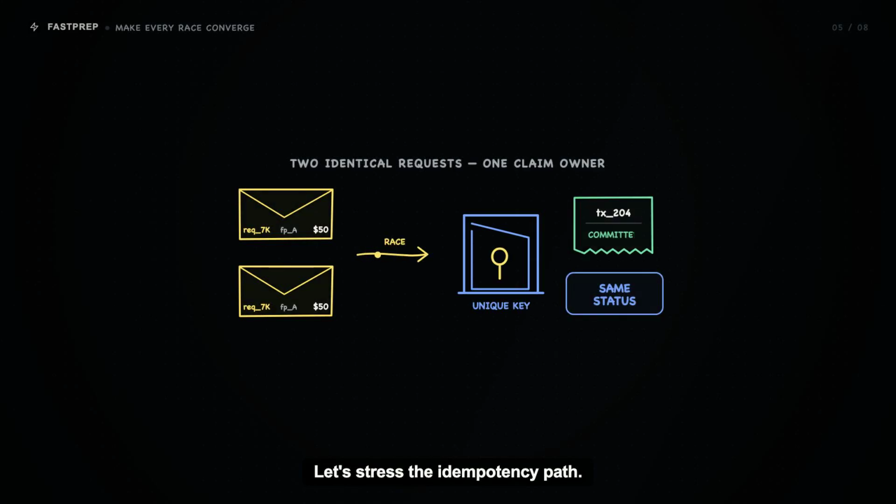Let's stress the idempotency path. 2 identical copies of request 7K arrive together. A unique key on client plus idempotency key lets only one transaction own the claim.